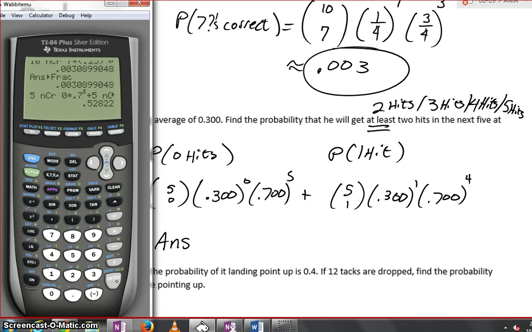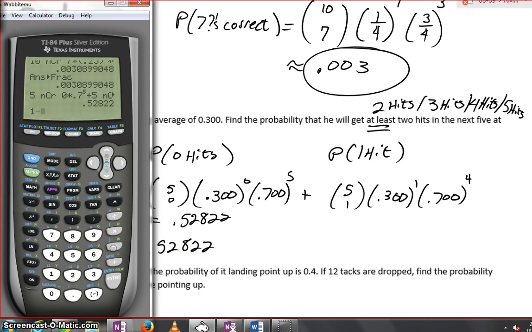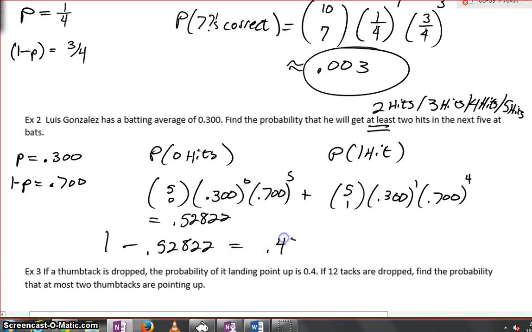That would be 0.52822. So we could say all of this works out to 0.52822. And when we subtract that, 1 minus the 0.52822, that's really the answer that we would like to come up with. We can just say 1 minus the second answer, and we should get 0.47178. That's the probability then that this baseball player might get 2 hits, 3 hits, 4 hits, or 5 hits. Are we doing okay? All right.